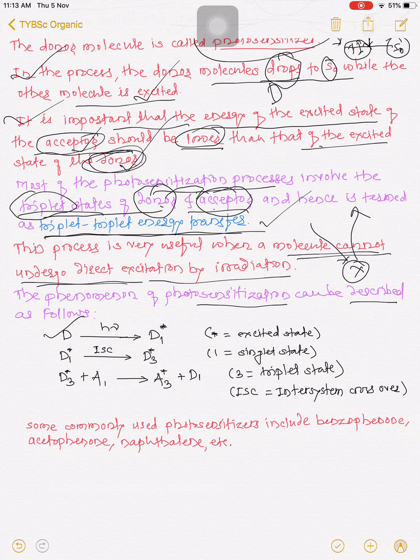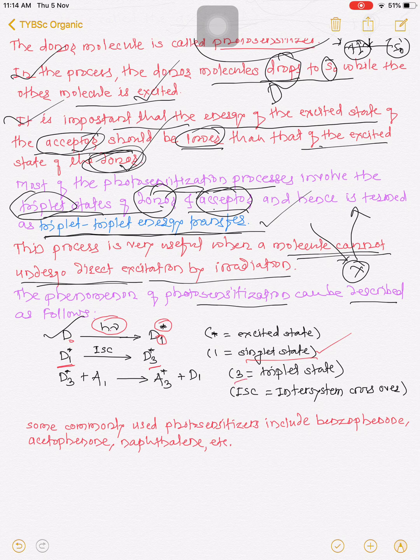So D is nothing but the donor. D initially absorbs energy from light, and it gets excited to a higher energy state, that is the excited singlet state. So initially it is in the ground state, it absorbs energy and goes to the singlet excited state, and in the singlet excited state it changes to the triplet state. Now see here, 3 is nothing but the triplet.